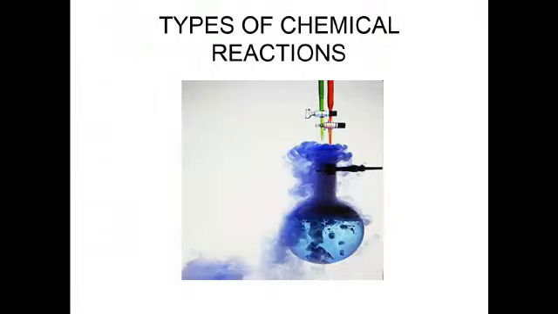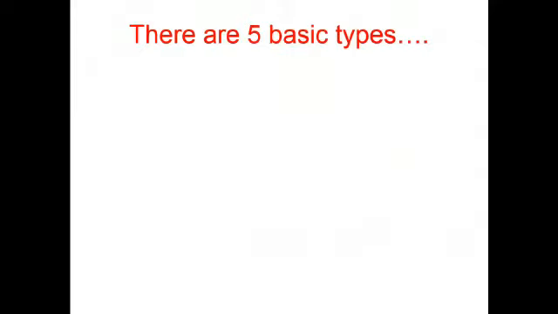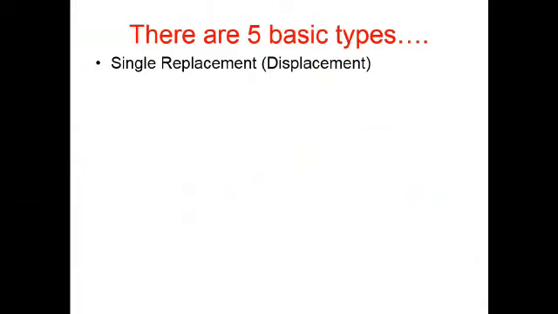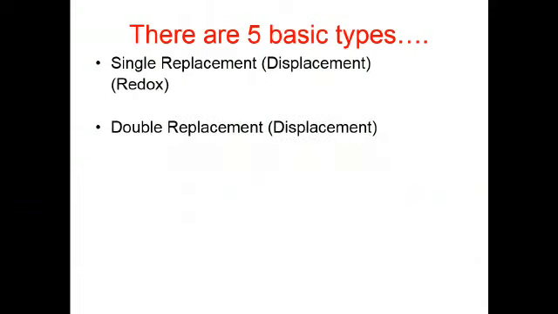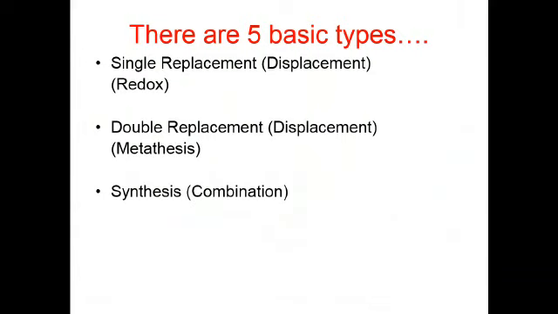What are the types of chemical reaction? There are 5 basic types. Single replacement or displacement, for example redox. Double replacement or displacement. Synthesis or combination, decomposition, and combustion.